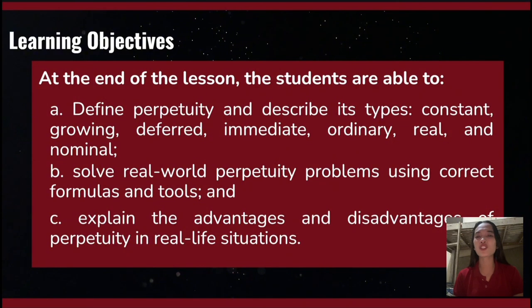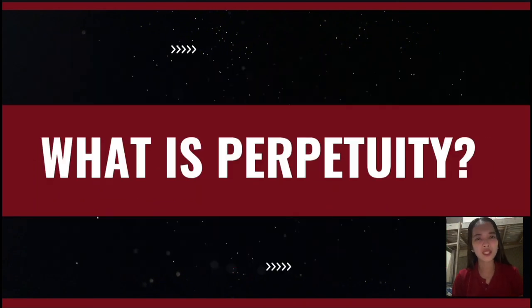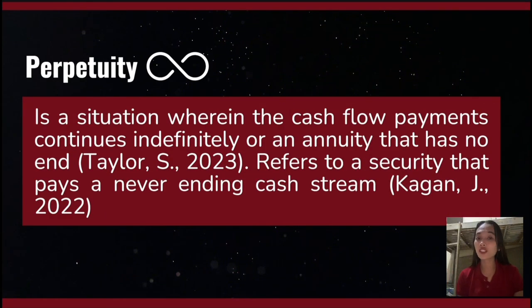So now, I have a question here. What is perpetuity? Some of you may already be familiar with this word, while others may be hearing it for the first time. So let's look at what some experts say. According to Taylor 2023, perpetuity is a situation where cash flow payments continue indefinitely. It is an annuity with no end. Meanwhile, Kagan 2022 also defines perpetuity as a security that pays a never-ending stream of income.